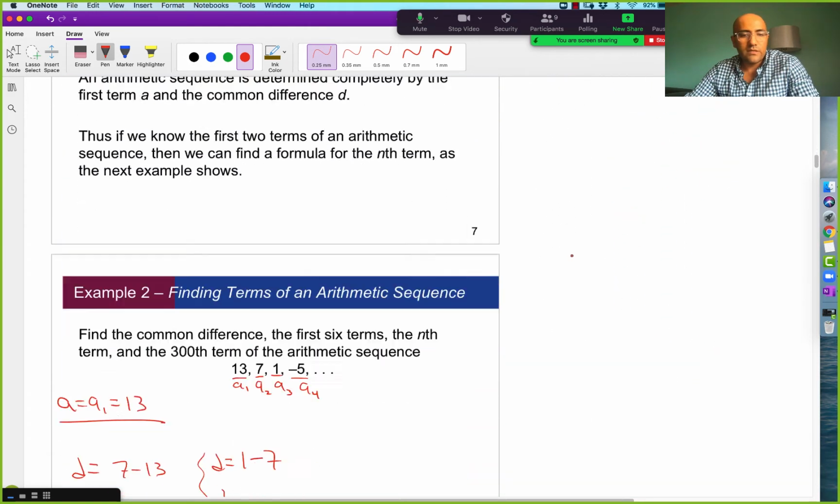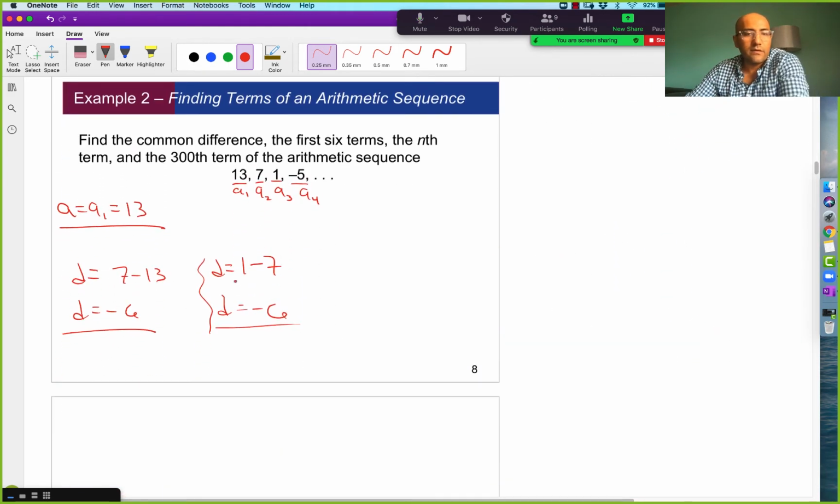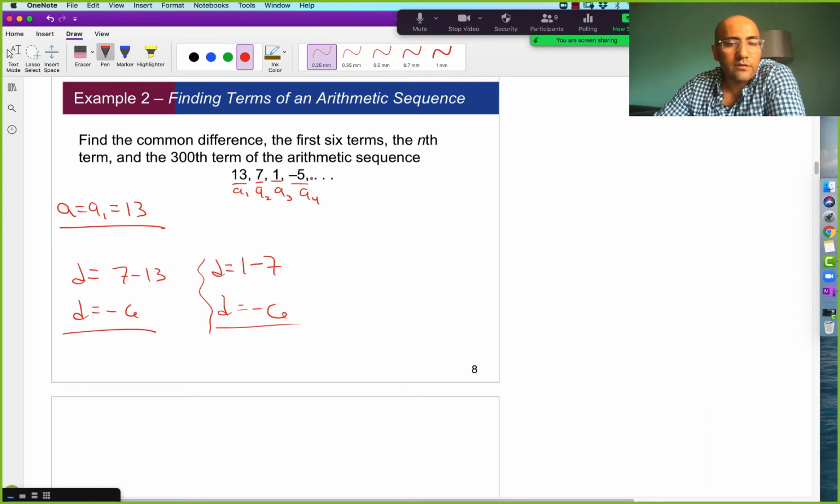But notice that in this example, we get a minus, and that's because it's decelerating. They're getting smaller. They're growing toward the negative direction. Right? So we're getting negative d. Okay, so now we have everything we need.